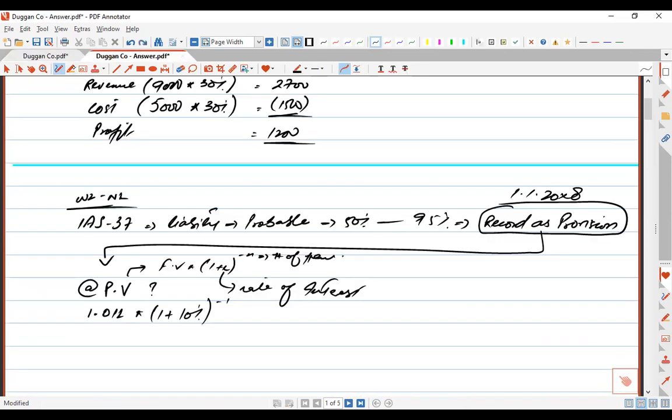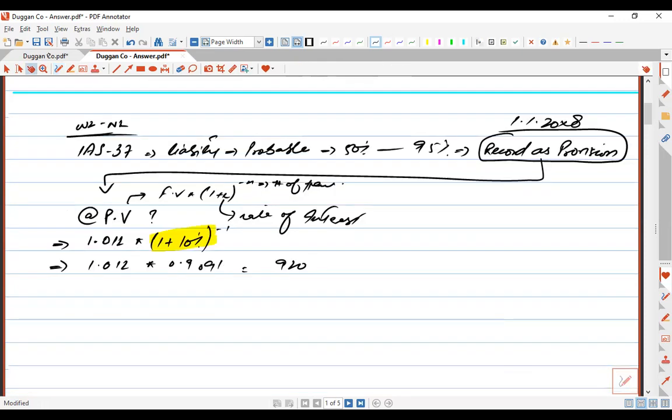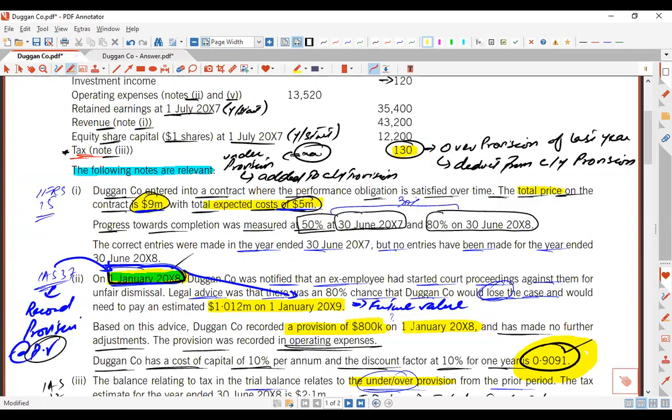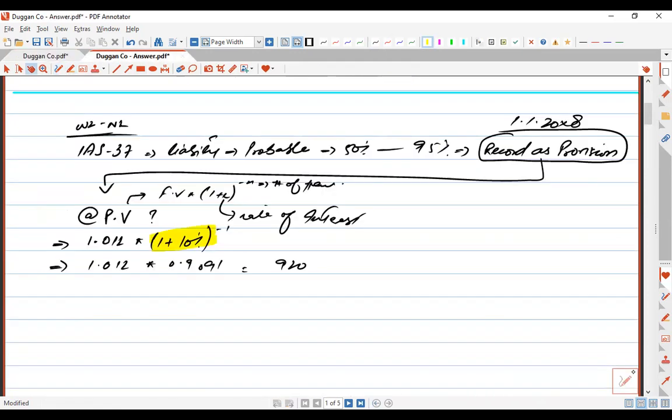If you check the calculation, you will get the same value. You can do this in a case where no discount factor is given, but if it is directly given, then don't waste your time and directly use what is given in the question. So 920 is calculated: 1.012 into 0.9091 is 920. And how much have they recorded already? They have recorded this at 800,000. It means they recorded the wrong amount, so we have to adjust here.